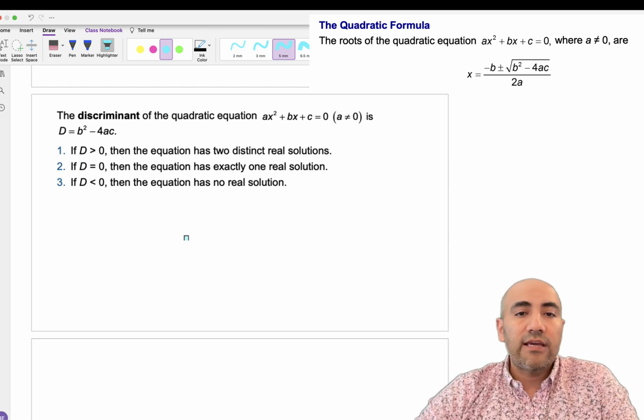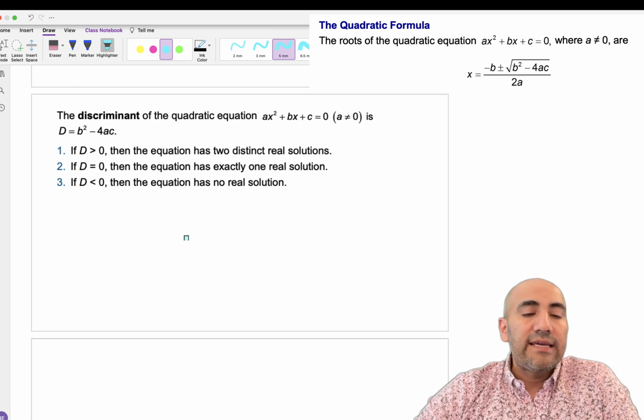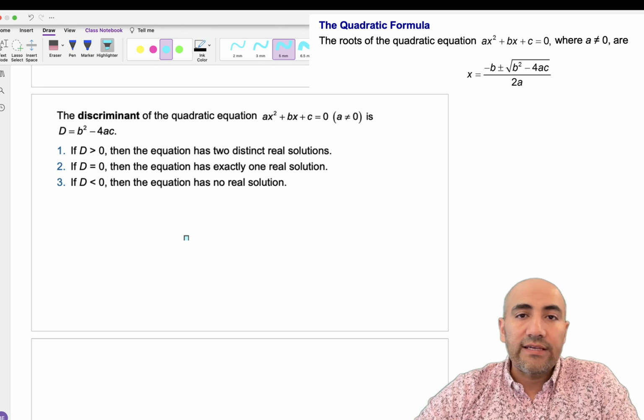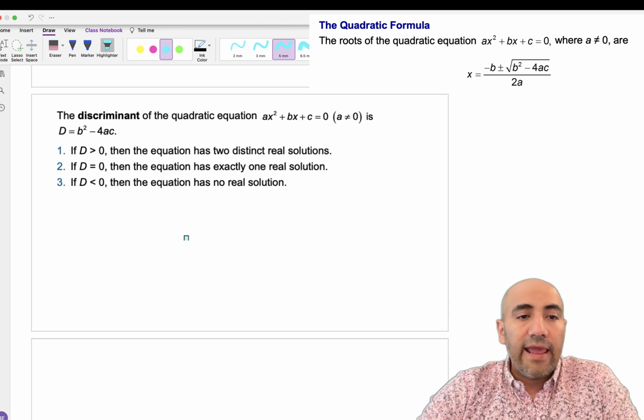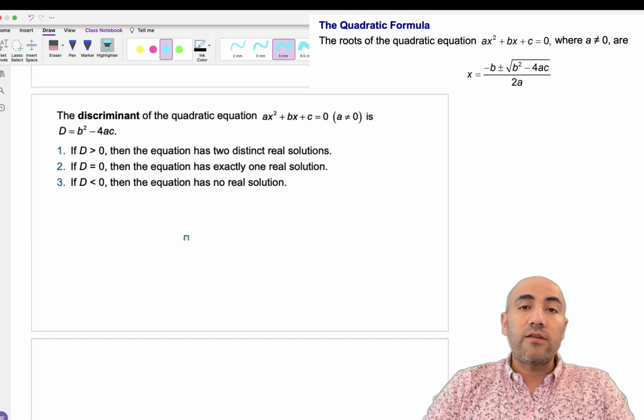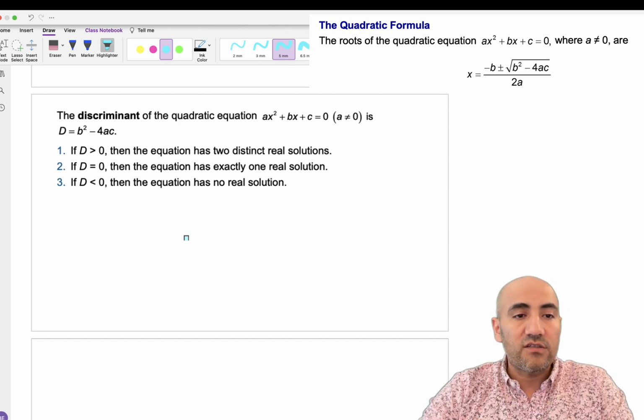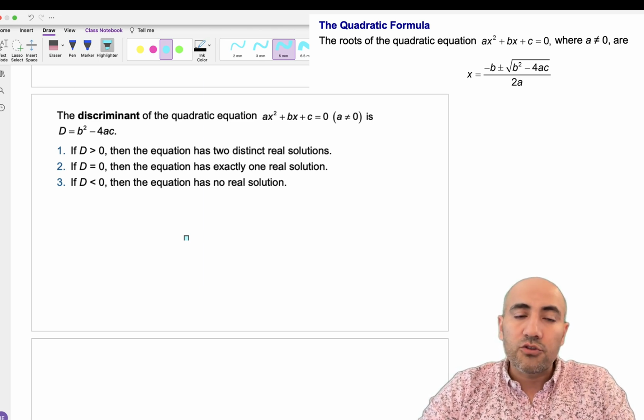The discriminant of a quadratic equation, ax squared plus bx plus c equals 0, where a doesn't equal 0, is given as b squared minus 4ac. Again, just the little part inside the radical of the quadratic formula. And we have three different cases. If d is strictly greater than 0, we can expect two real solutions. If d equals 0, we can expect exactly one real solution. And if d is less than 0, a negative number, we expect no real number solutions. There are imaginary solutions, by the way, but not real number solutions.